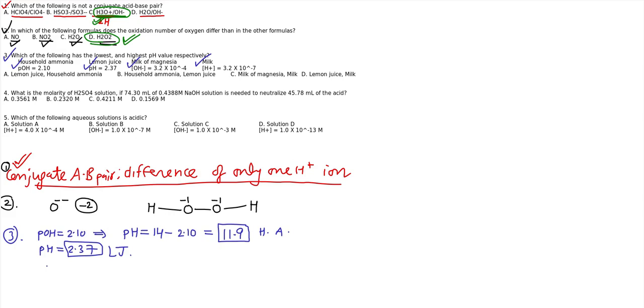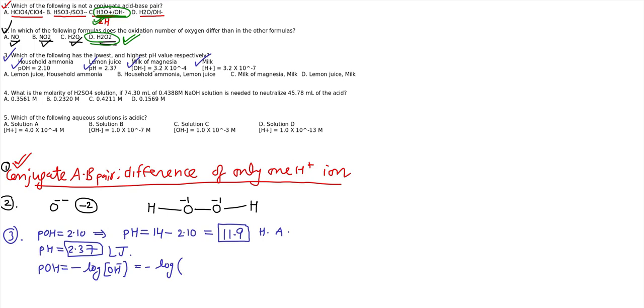And third, the OH minus concentration is given, so you can calculate pOH here. pOH is defined as minus log OH minus. pH is defined as minus log H plus. Similarly, pOH is defined as minus log OH minus. So let's put the value and calculate this.